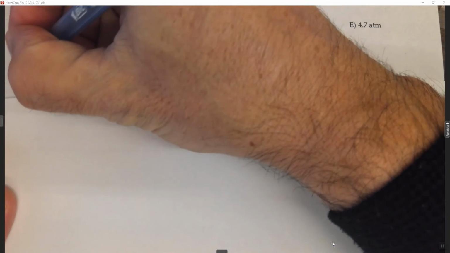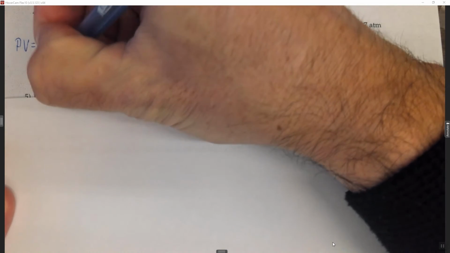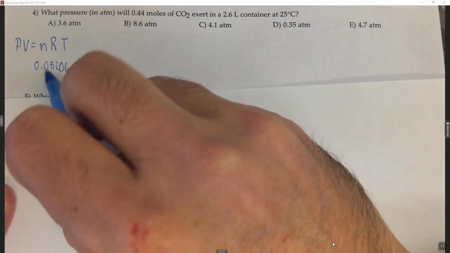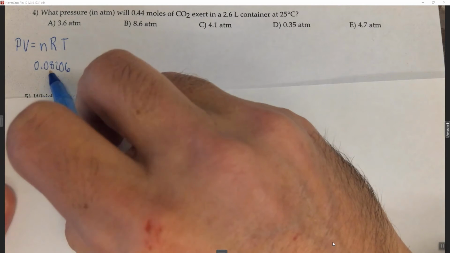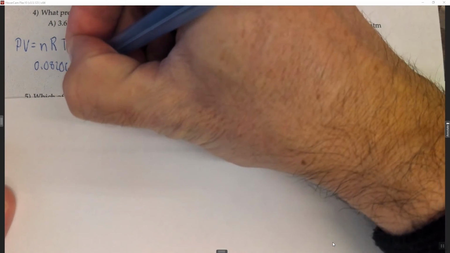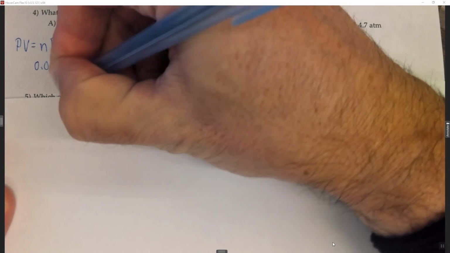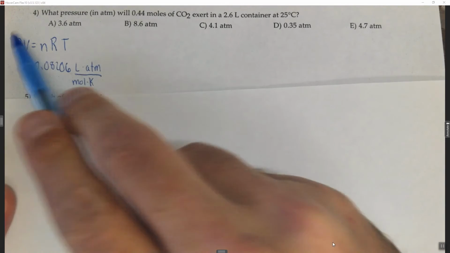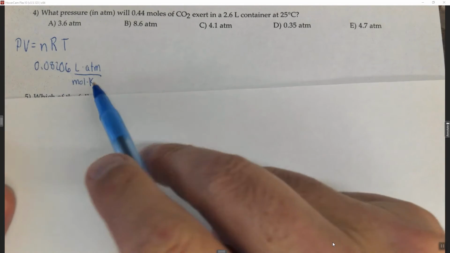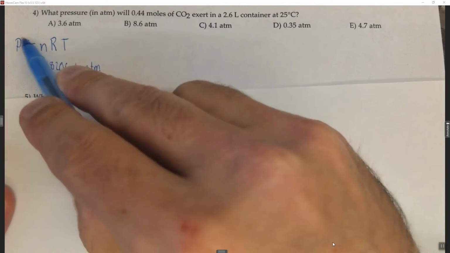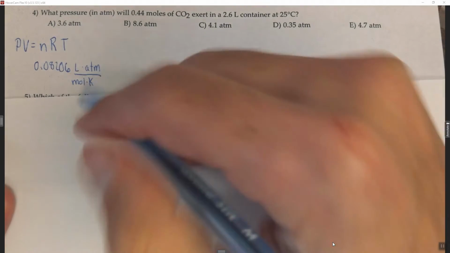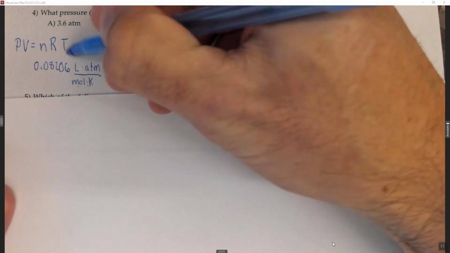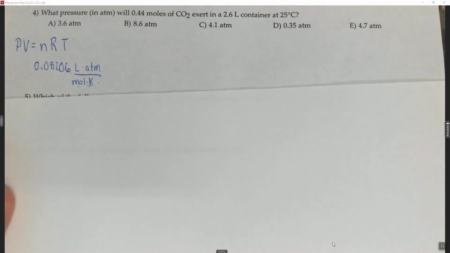R is 0.08206 or 0.0821 if you have the 3 sig fig version. This is the 4 sig fig version. But what's important is it's liter atmospheres over mole K. And why is this important? Liters, atmospheres, moles, and the temperature has to be in Kelvin. So it tells you the units of all the other things.